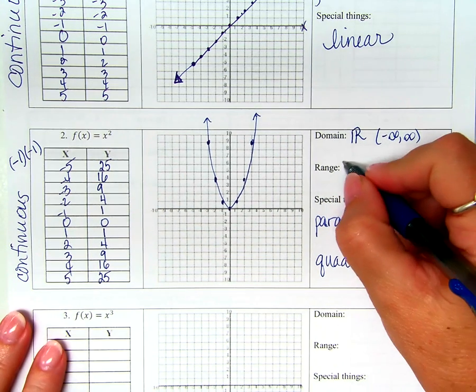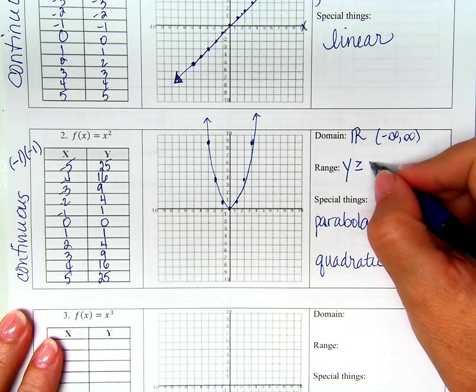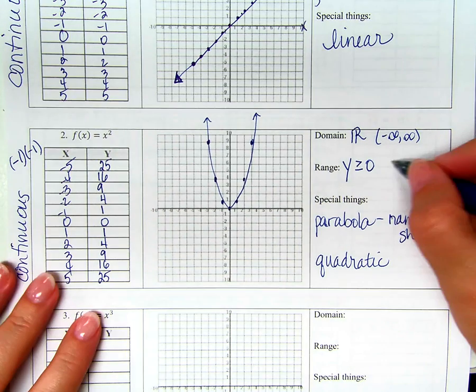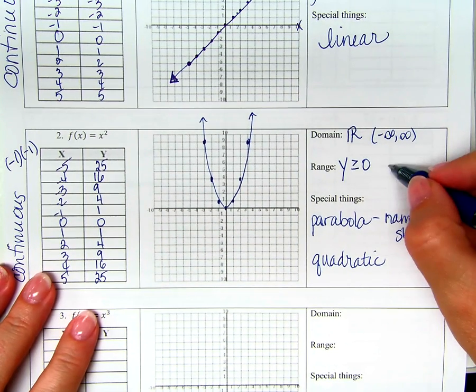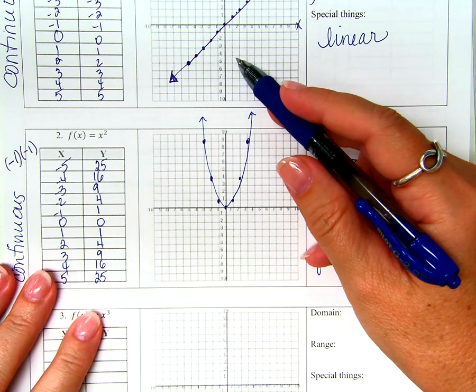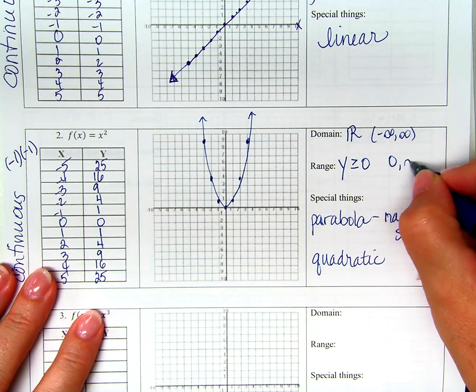Oh, that's perfect. Y is greater than or equal to what? 0. Why did I put equal to 0? Oh, it can be 0. Okay. So guess what it looks like over here? Where did I start? 0, and how high did I go? So it goes from 0 to infinity.